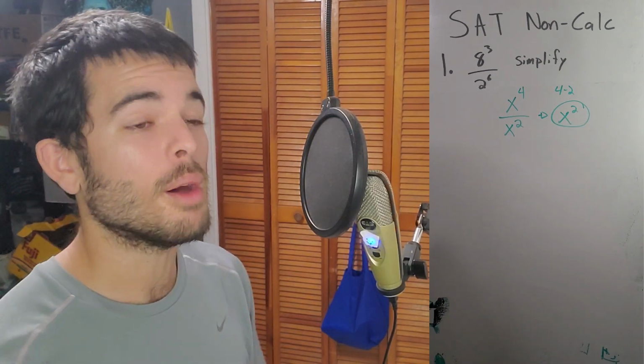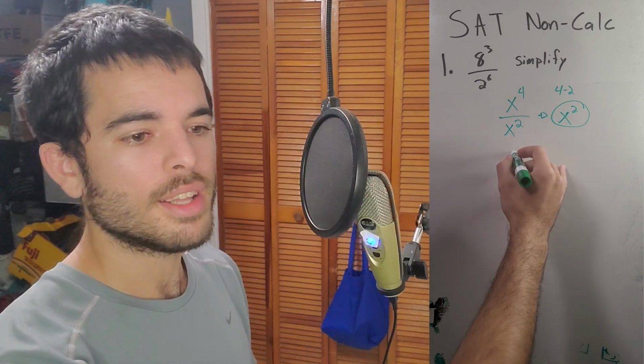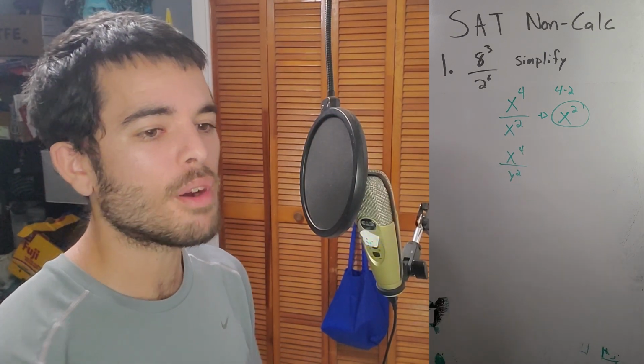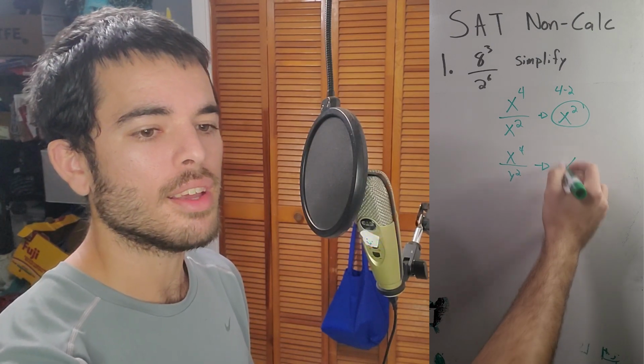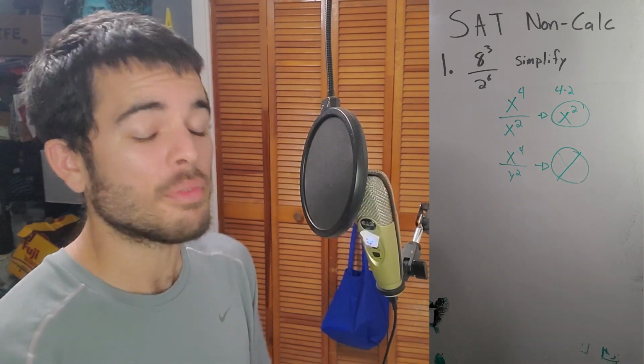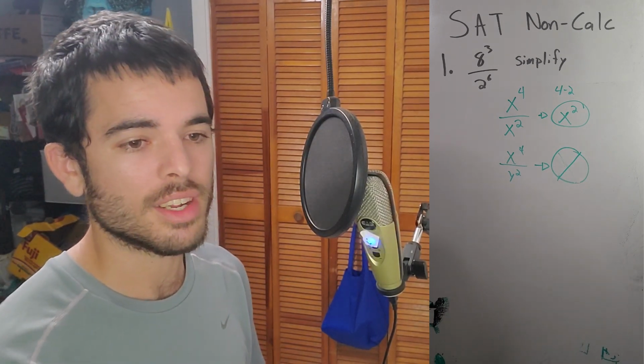But in this example, we have numbers. So be careful with numbers. This is like having x to the fourth over y to the second. Now we have two different variables in this case, so we can't really simplify that. We can't do any further simplification in that example.